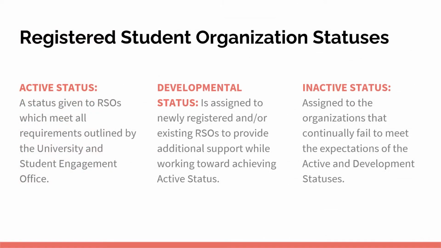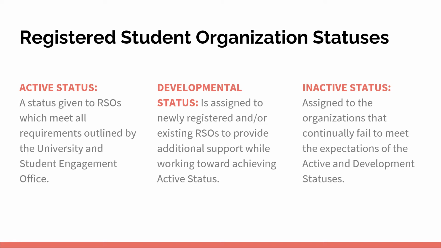The 3 specific statuses associated with our RSOs are active status, developmental status, and inactive status. Active status is assigned to RSOs that meet all requirements outlined by the university and the Student Engagement Office. We will follow up more in depth on this in our next slide.